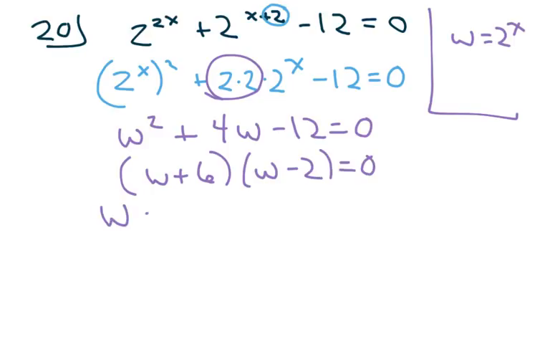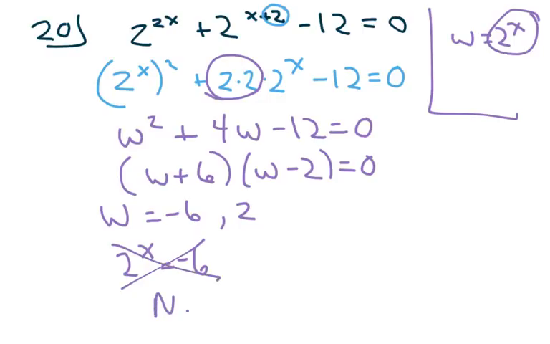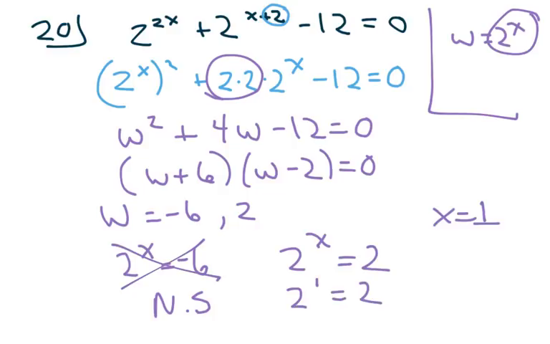So we have w equals negative 6 and 2, or we go back to 2 to the x now. We have 2 to the x equals negative 6, no can do, no solution. And we have 2 to the x equals 2, and clearly x equals 1, because 2 to the first power equals 2. So my solution set is 1. Okay, so be prepared to know all 4 of these kinds of problems on your test.